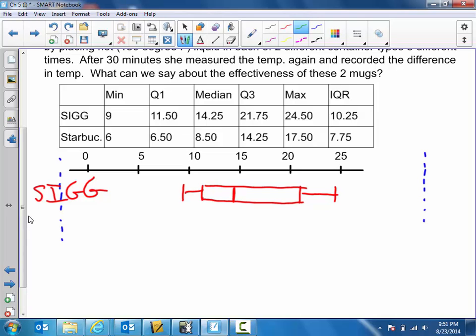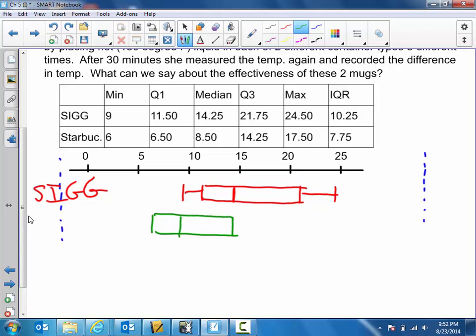Alright, now let's look at Starbucks, and let's do a green for this. We had median at 8.50, which is just below the min for the other one. We've got a quartile 1 at 6.50, so right about there. Quartile 3, 14.25, about there.